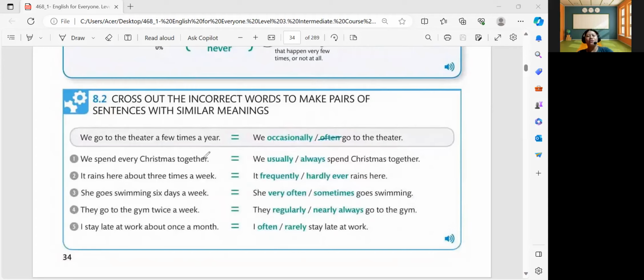So let's start now with number one. Please read the question. We spend every Christmas together. Very good. What's your answer? Is it usually or could it be always? We usually spend Christmas together. Exactly. So always is not correct, so it's crossed out. Very good. How about number two?